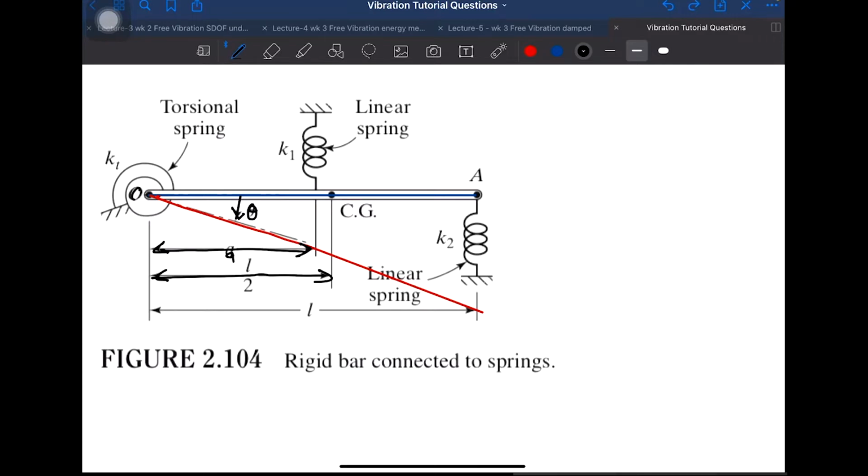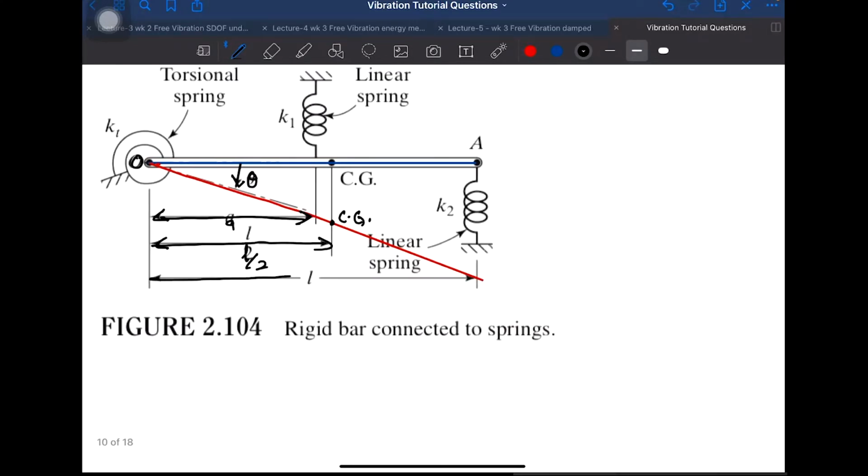O is the pivot point. So A is the distance from the pivot point to K1. That's A. L over 2 is the distance from the pivot point to the center of gravity. L is the distance between the pivot point and K2.